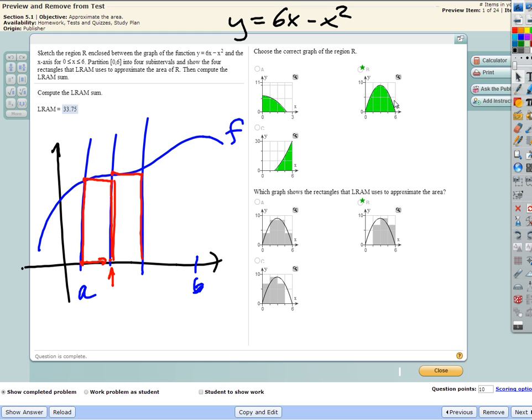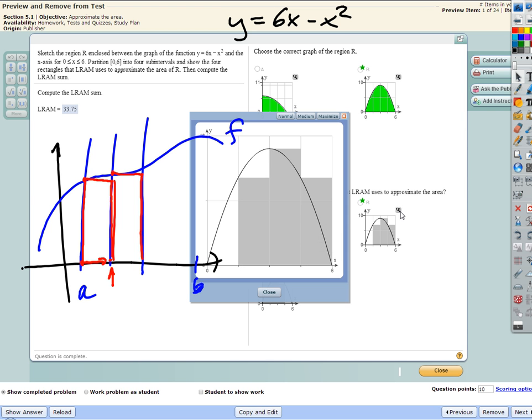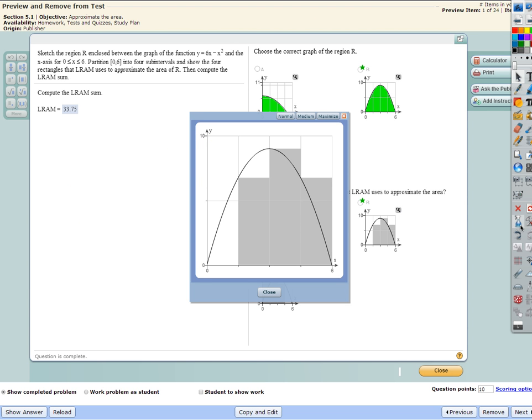Now which of these would be the appropriate graph for the left rectangle approximation? Do you see that it's this one? Let me make this bigger so you can see why that's the case. Because it's based on the left edge, isn't it? If we look at the first subinterval, we've got this broken up into 1, 2, 3, 4 subintervals. The height of the curve at the left edge of the first one is 0, right? There's our 0 height rectangle right there.